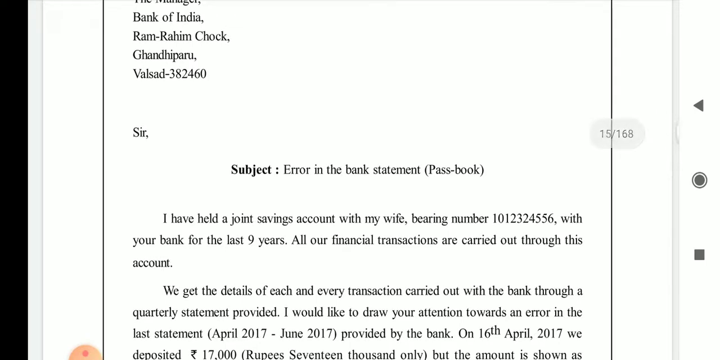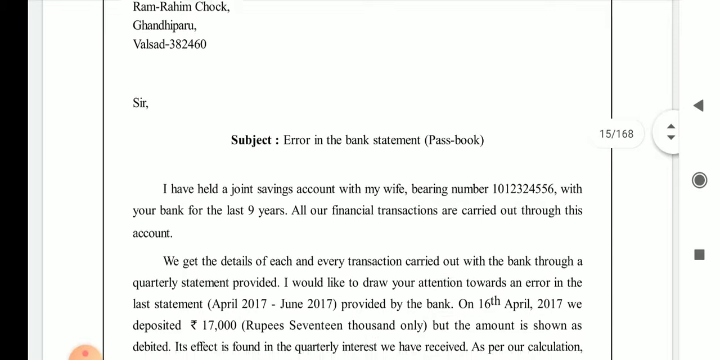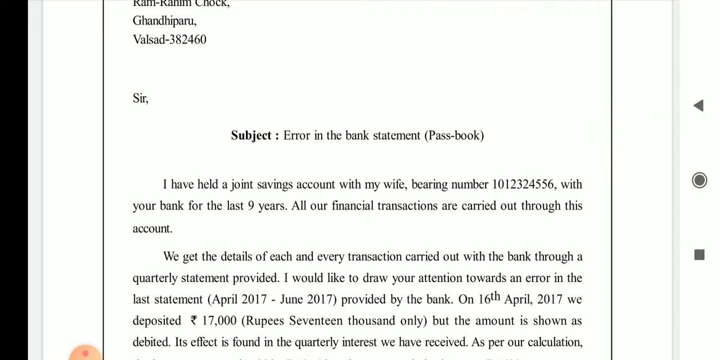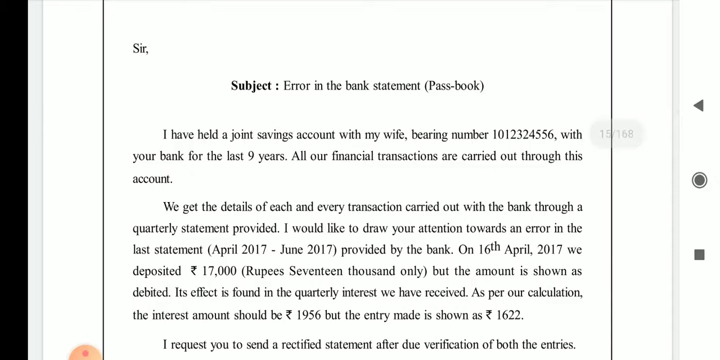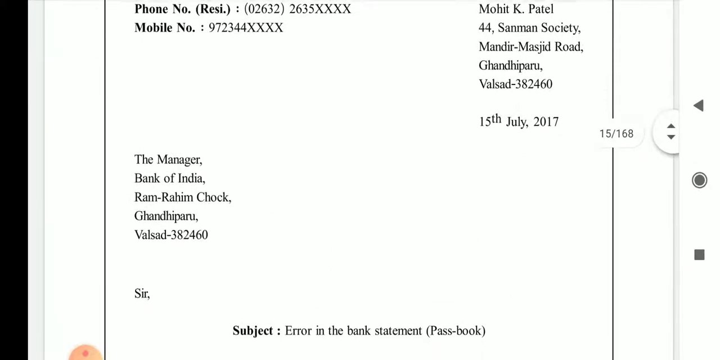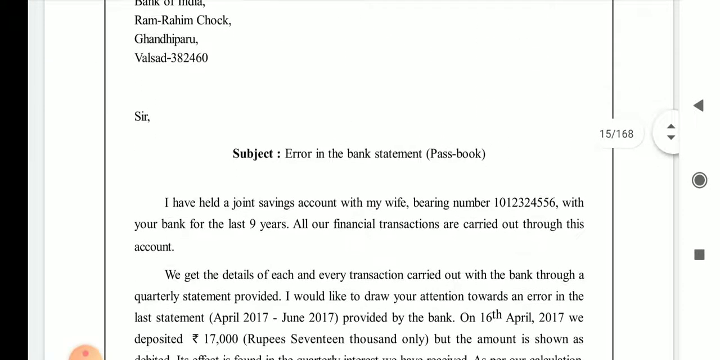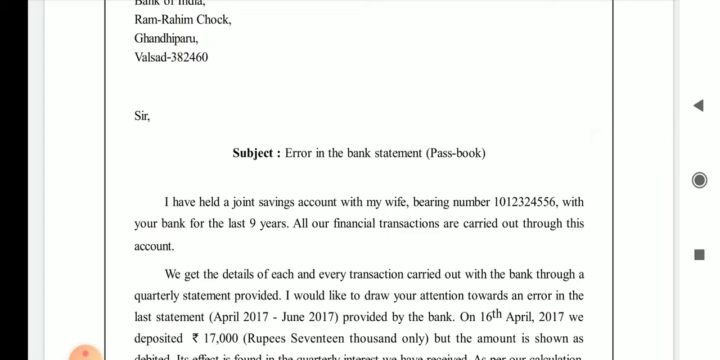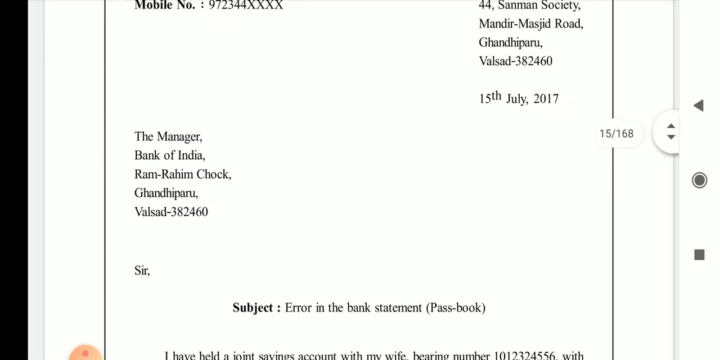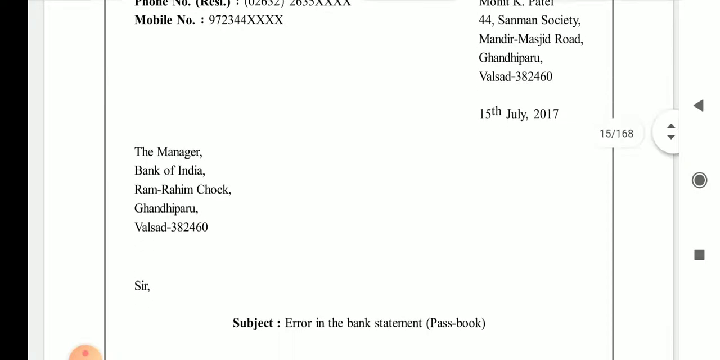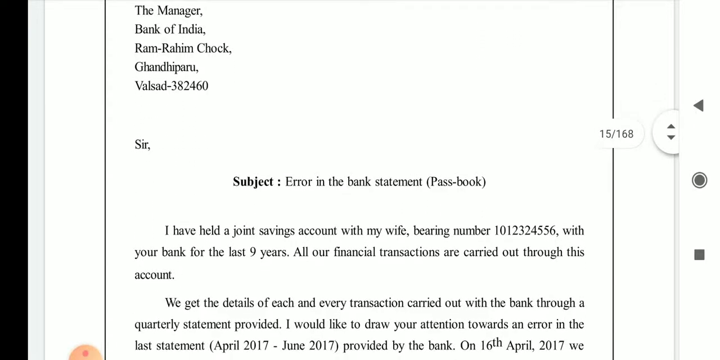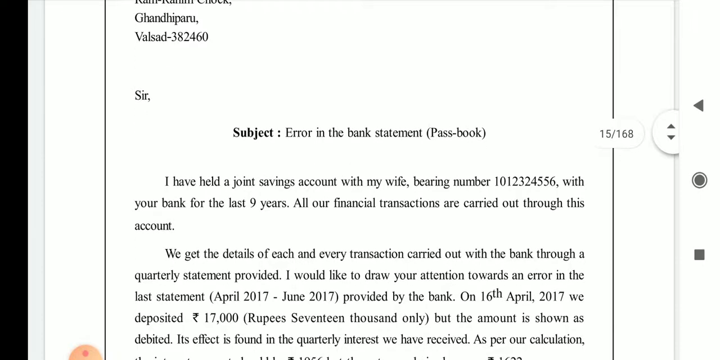Subject is error in the passbook. That means error is found in the passbook. Salutation is Sir. I have held a joint saving account with my wife bearing number with your bank for the last 9 years. Here this person Mohit K. Patel has a saving account, but it is a joint account. That means a person whose name is Mohit Patel and his wife's joint account, and it is a saving account since the last 9 years.